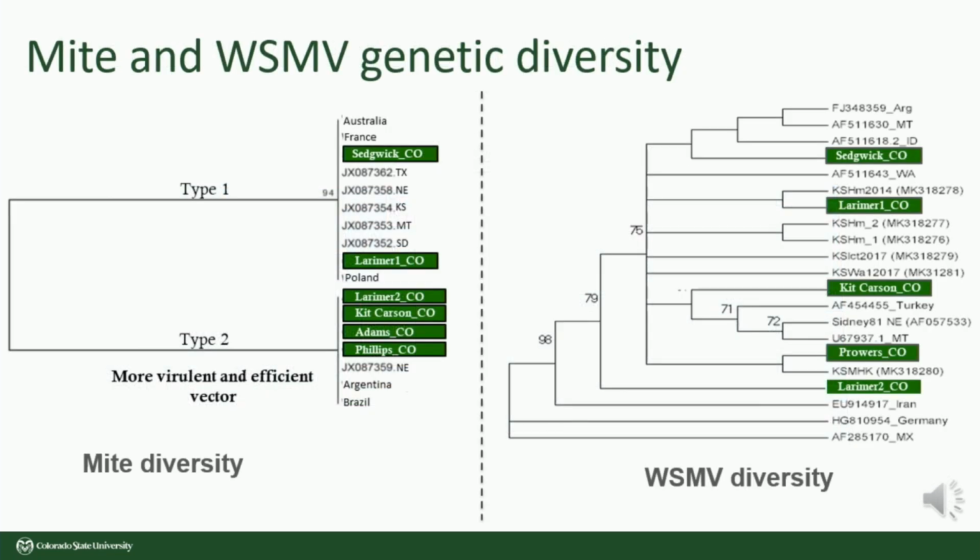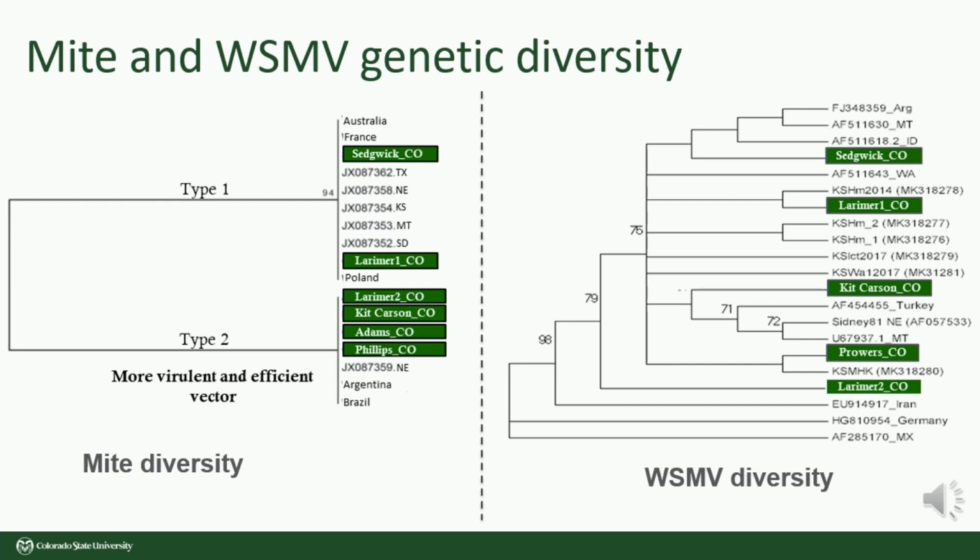So my lab is also interested in understanding the mite and the virus diversity. This is what we call a phylogenetic tree, showing the relationship between these two different genotypes of mites that we found. Type 1 mites and type 2 mites from different counties here in Colorado. And why should we know this information? That's because the type 2 mites are more virulent and they are better vectors. So you can see they're definitely more widespread.